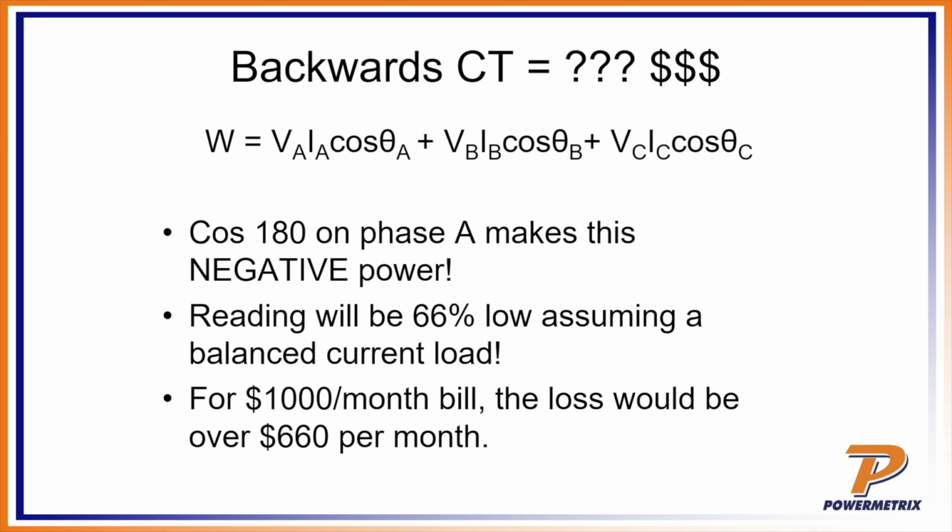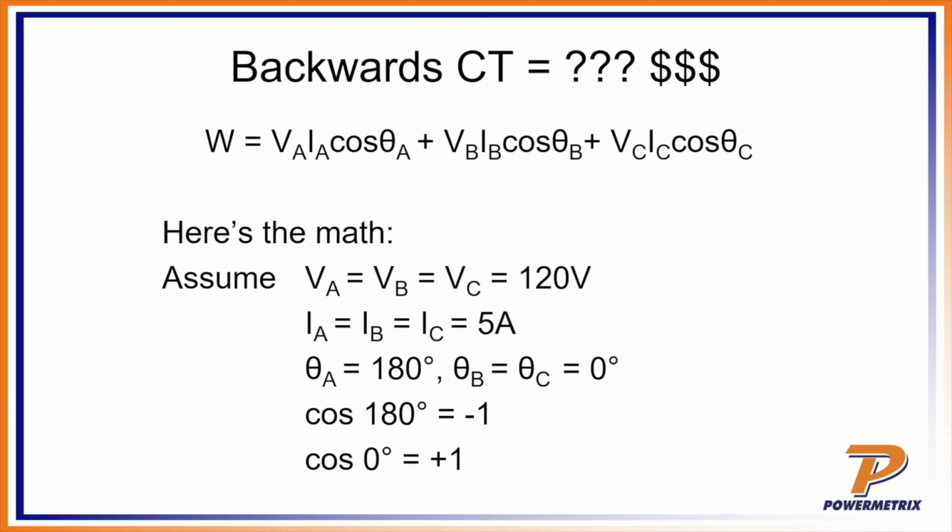So that means that the reading that I get from that meter, even though the meter is working correctly, the reading will be 66% low, assuming a current load. So that means for a $1,000 per month bill, the loss would be $660 per month. That would also mean, the converse of that is that out of $1,000, I'm only getting $330. I'm missing 2/3 of my bill because of my phase A current going backwards.